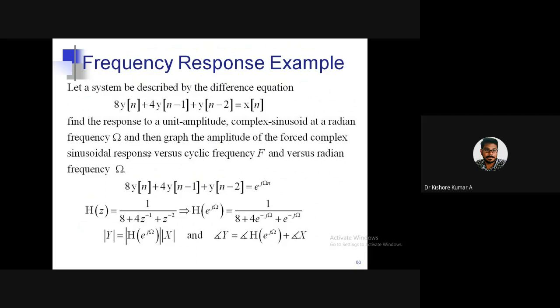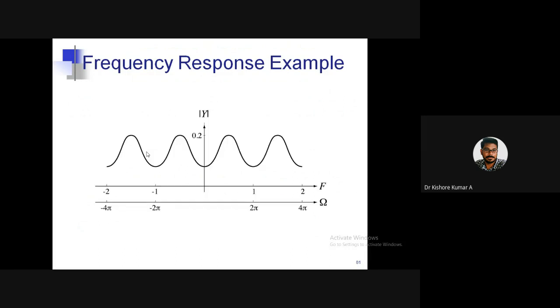Once you write the transfer function, H of z is the transfer function: 1 divided by 8 plus 4 z power minus 1 plus z power minus 2. Based on this you can calculate the frequency response and its graphical representation, that is, from minus 4 pi to plus 4 pi we can have the system response for the given transfer function.